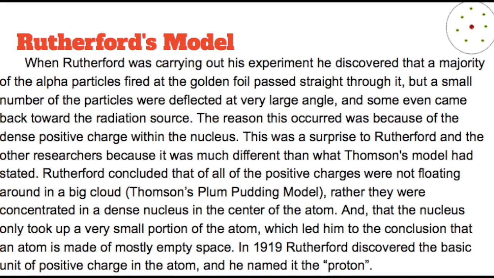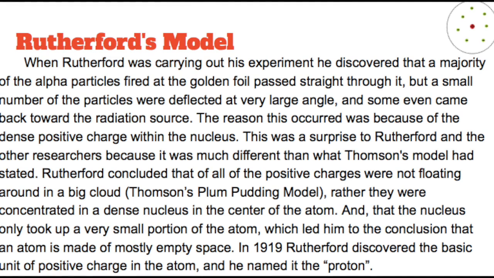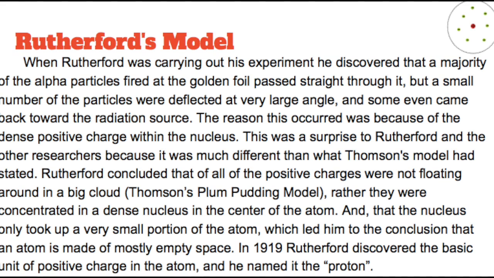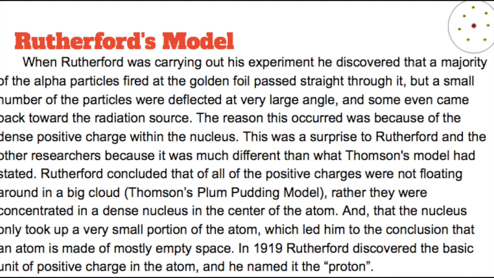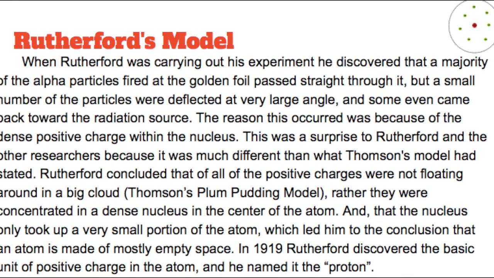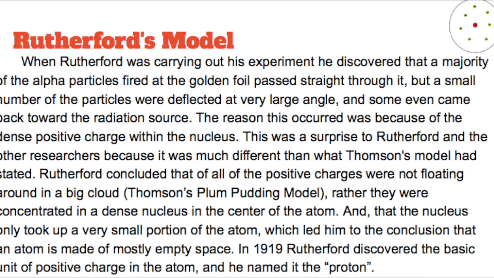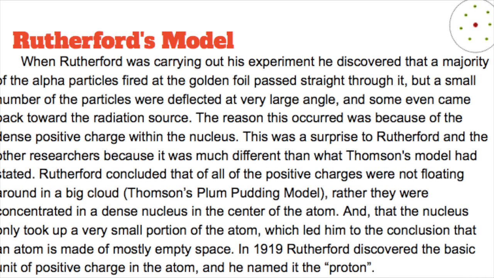This was a surprise to Rutherford and the other researchers because it was much different than what Thomson's model had stated. Rutherford concluded that all of the positive charges were not floating around in a big cloud, Thomson's plum pudding model. Rather, they were concentrated in a dense nucleus in the center of the atom, and that the nucleus only took up a very small portion of the atom, which led him to the conclusion that an atom is made up of mostly empty space. In 1919, Rutherford discovered the basic unit of positive charge in the atom and named it the proton.